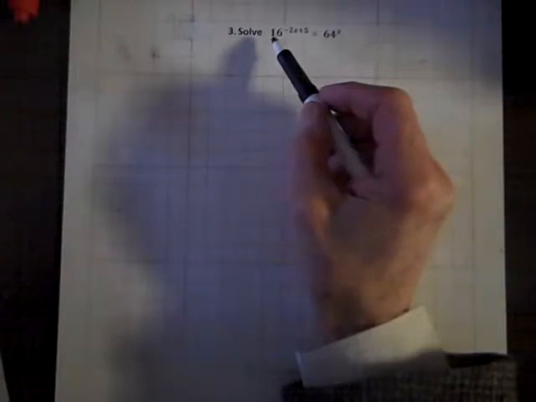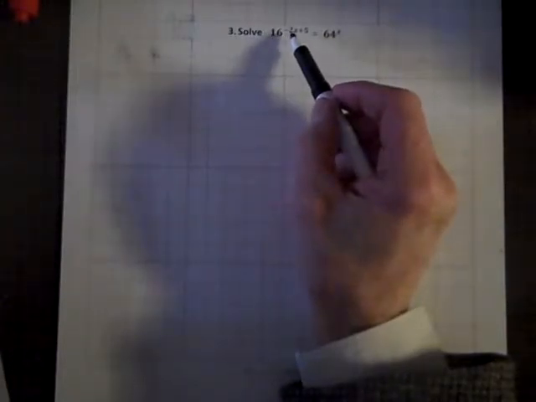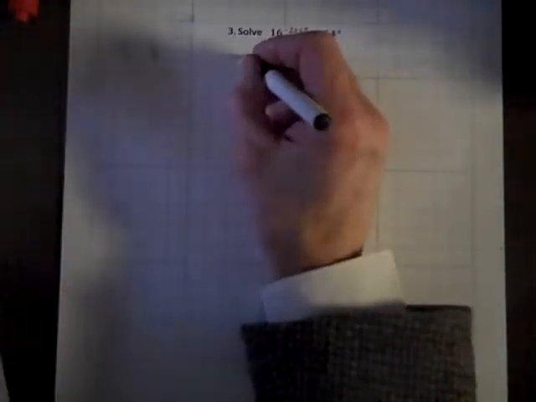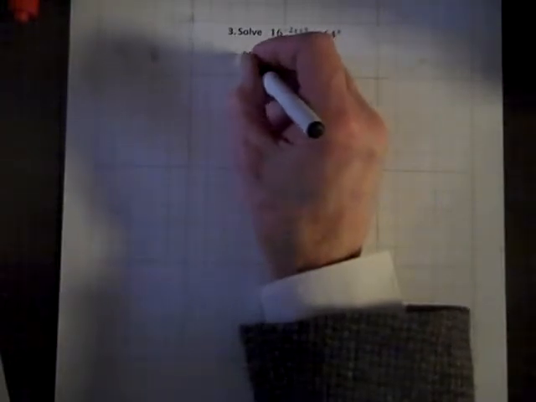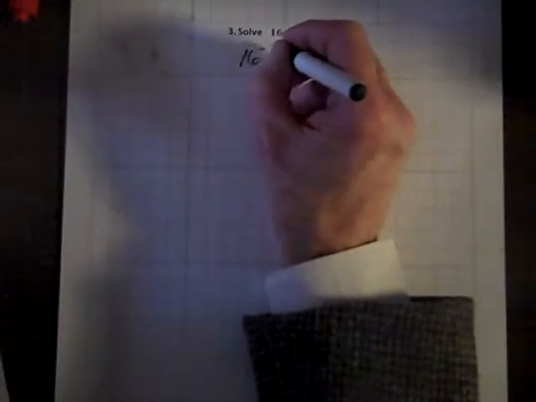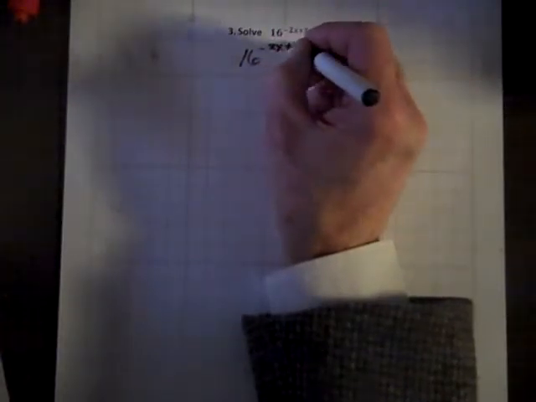Well, question 3. We've got to solve this: 16 to the negative 2x plus 5 equals 64 to the x. So we've got to find the x that makes this true. So let's see. We have 16 to the negative 2x plus 5, which equals 64 to the x.